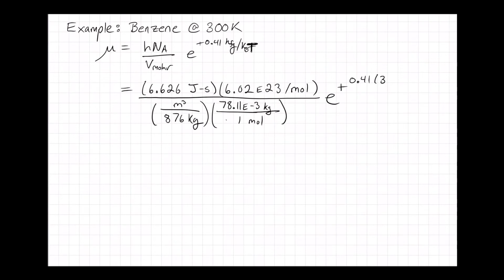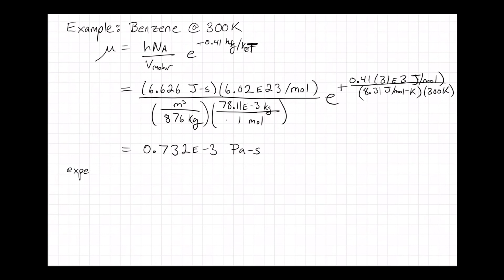Since that comes in joules per mole when I look it up online, rather than using kBT as the denominator, I'll use the universal gas constant times T, because kBT and the universal gas constant are actually the same thing, except one is per molecule and one is per mole. So if I run through that calculation, I can calculate the theoretical viscosity as 0.732 e to the minus 3 Pascal seconds. How does that compare with experiments?